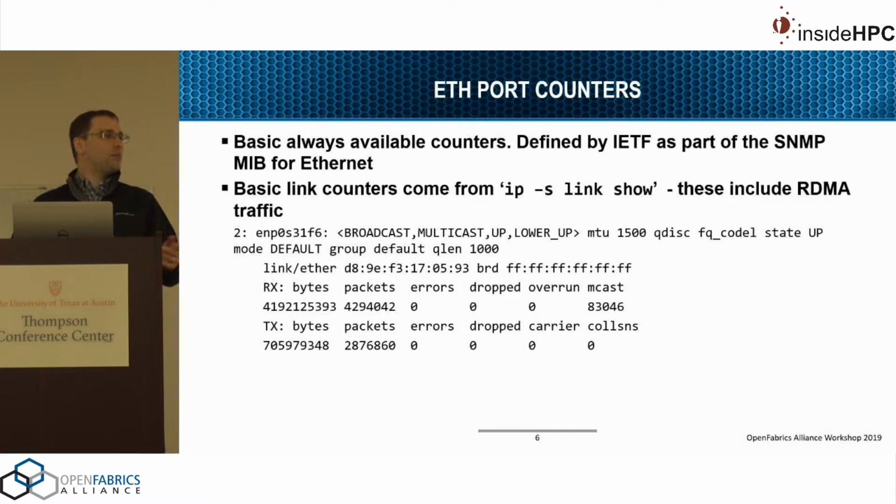So, your basic Ethernet counters that you'd see on a protocol like RoCE, probably also iWARP, is your standard MIB, which comes with IP link show. Very, very basic. Not actually terribly useful. I think these error counters of drops and overruns don't actually apply to RDMA. And if I remember correctly, they don't even work on modern Ethernet because we don't have errors like those anymore.